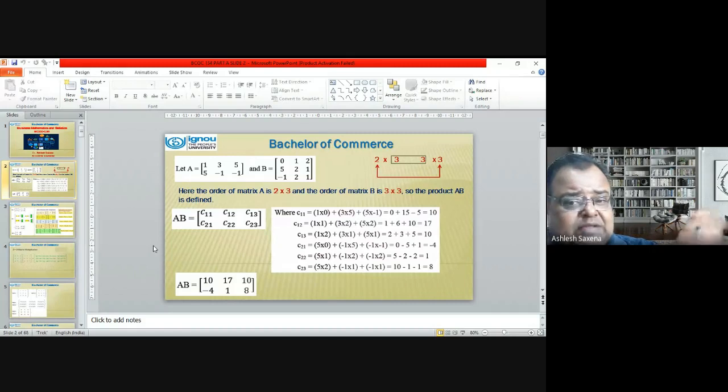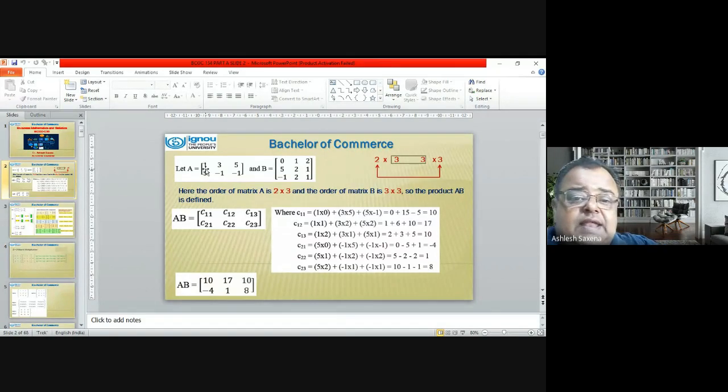These are the two extreme numbers, that is 2 by 3. That means our answer will be a 2 by 3 matrix when we are multiplying a matrix of 2 by 3 order with a matrix of 3 by 3 order. Now the question arises, how does this multiplication take place?